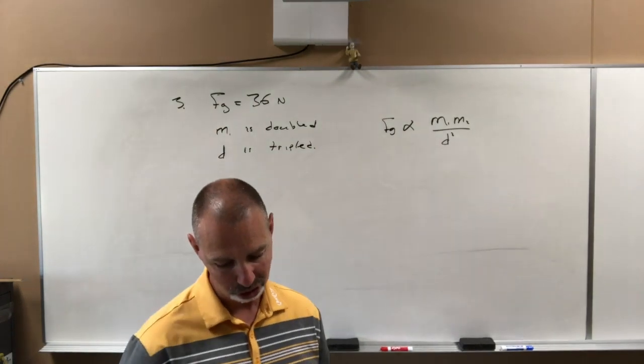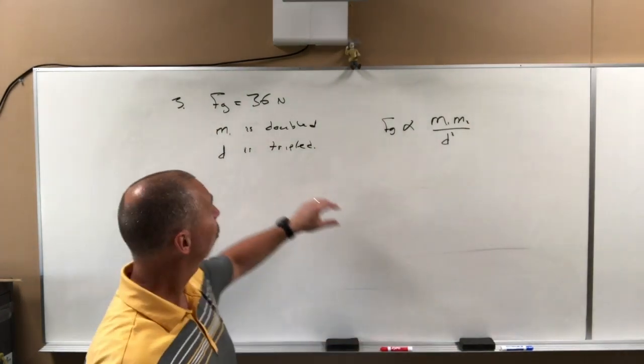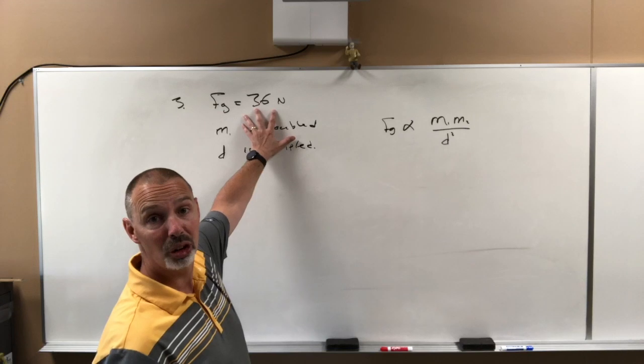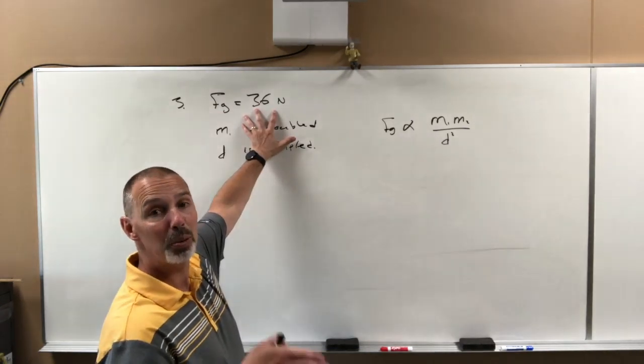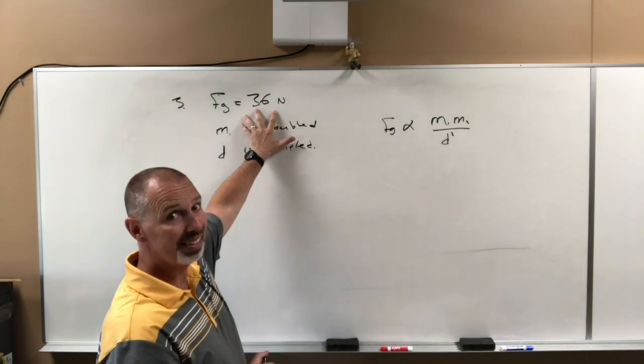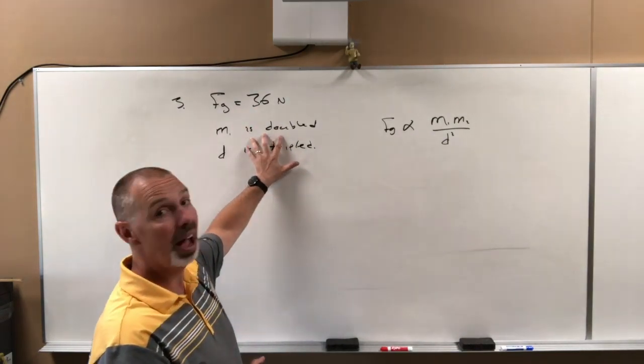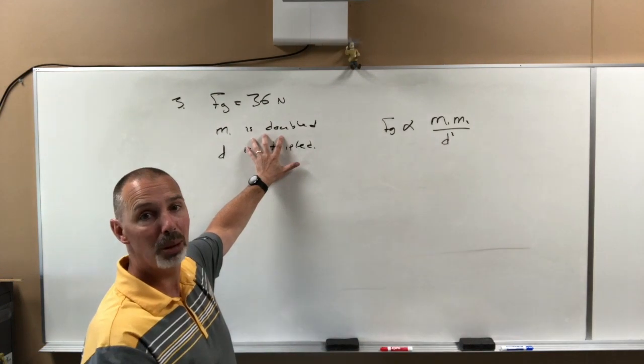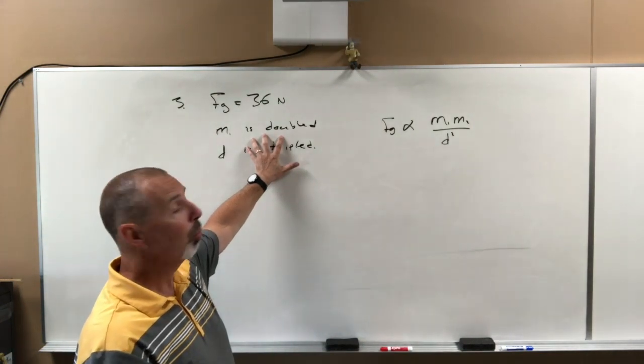So for instance, in question 3, it says we have a force of gravity between two things that is 36 newtons. So that's what the force of gravity between two objects currently is, 36 newtons. Then it says, well, what happens if the mass of one of the objects is doubled? Okay, well, let's deal with that one first.